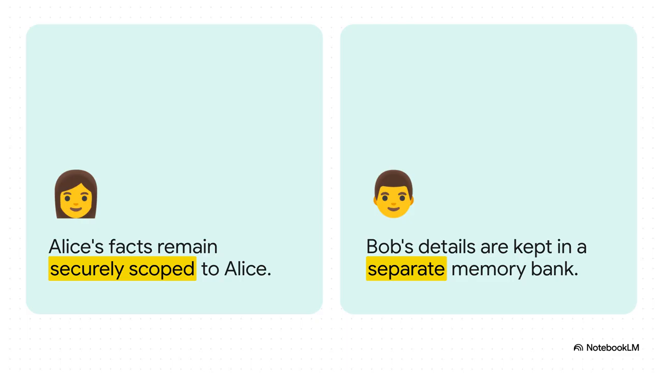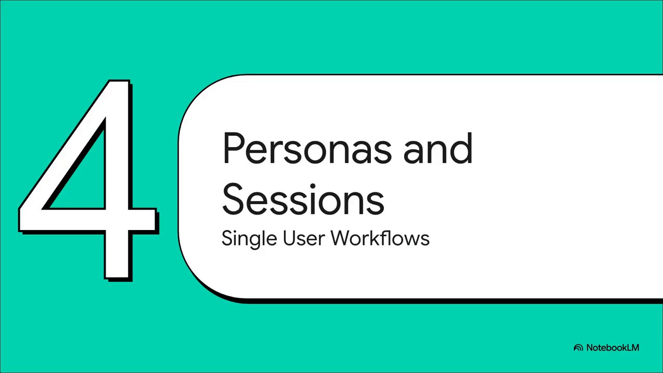If Bob logs in a minute later and starts chatting, he gets his own completely separate memory bank. The tutorial actually tests this exact scenario, storing details for Alice, switching over to Bob to store totally different details, and then returning to Alice. And the system flawlessly retrieves Alice's personal facts without mixing in a single detail from Bob's profile. Zero leakage.